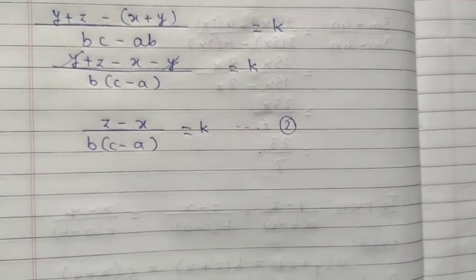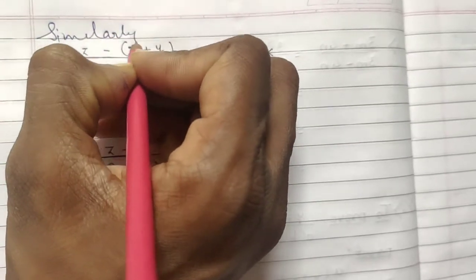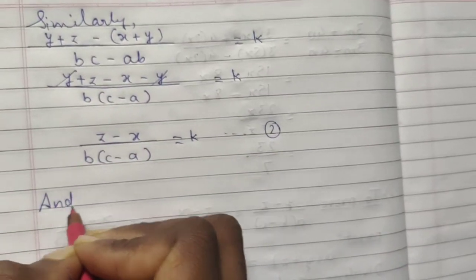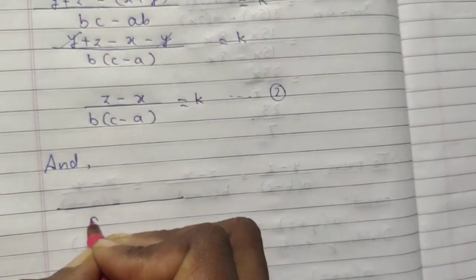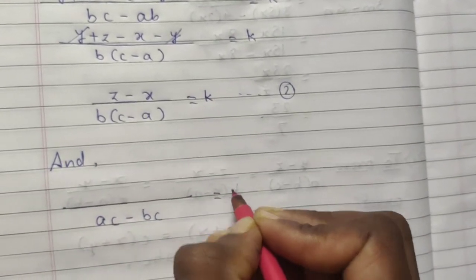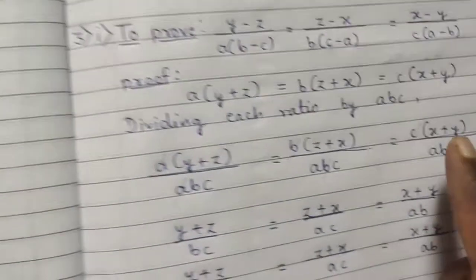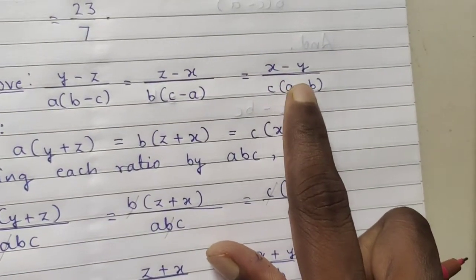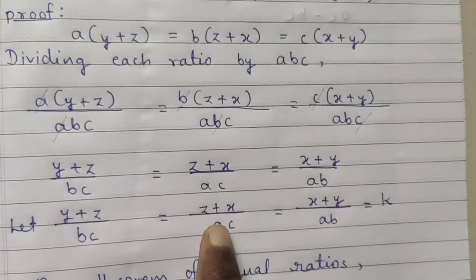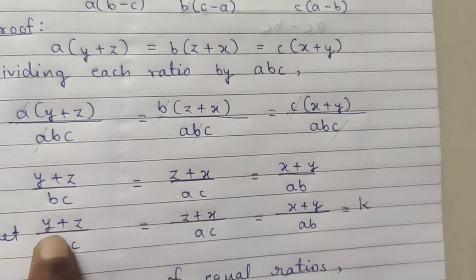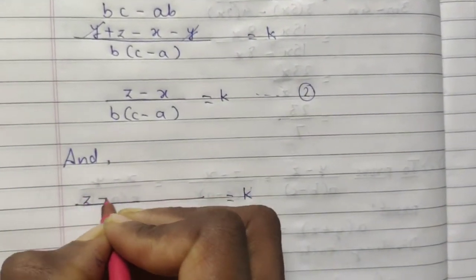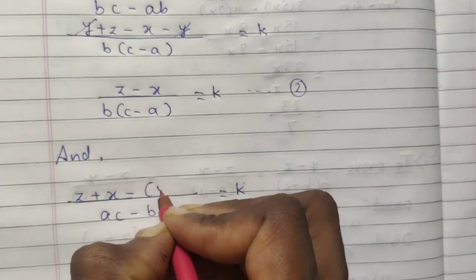Now last one is c bracket a minus b. So similarly we got this, right? Now third one is c bracket a minus b. That means AC minus BC. Okay, see, third one is what? AC minus BC. Now what is AC? Z plus x. And what is BC? Y plus z. So z plus x minus y plus z.